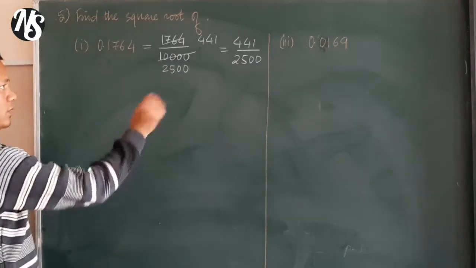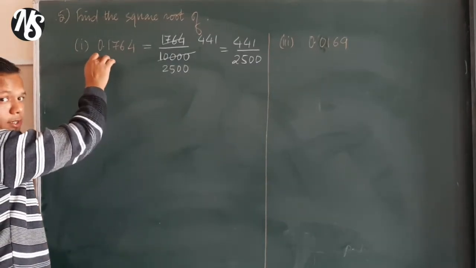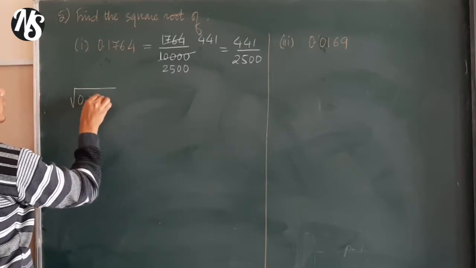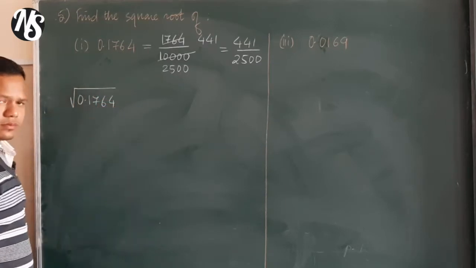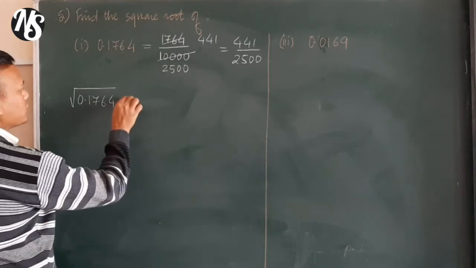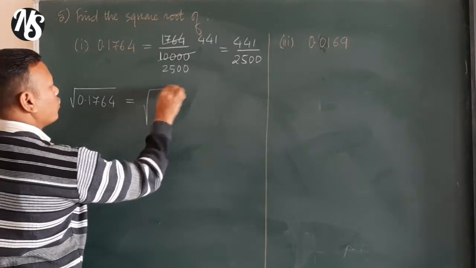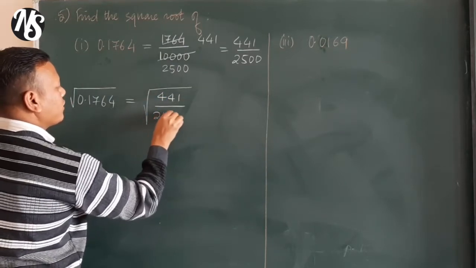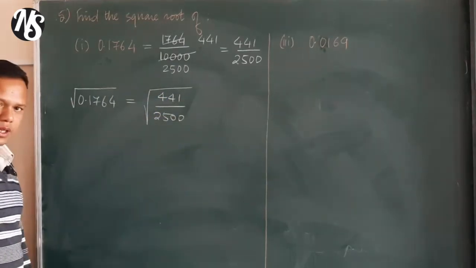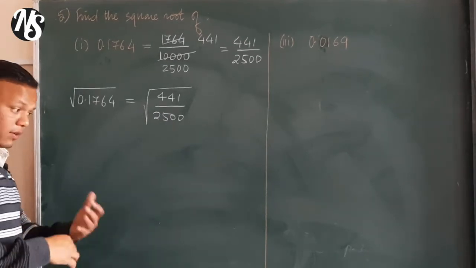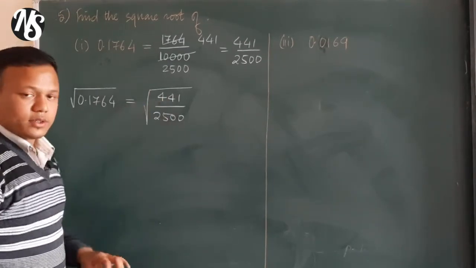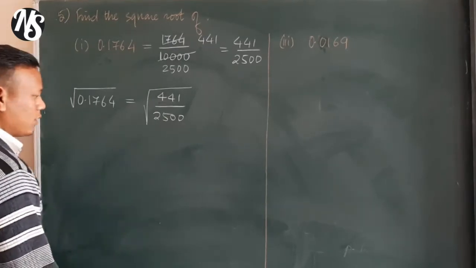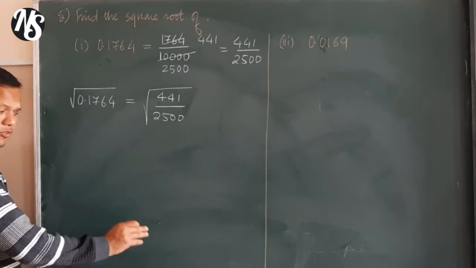Now we need to find the square root of this, isn't it? Now we have the square root of 0.1764. Let's see how much this is going to be. So this is going to be the square root of 441 by 2500. Here, what you need to do after this is factorize both numerator and denominator. So let's see the factorization part. I am doing my rough work here.